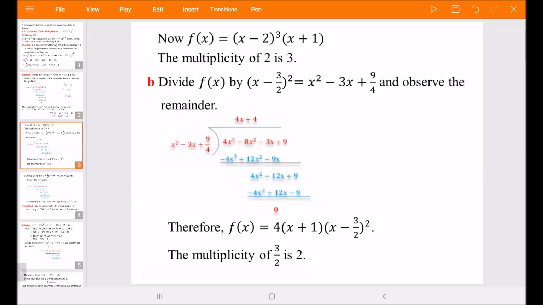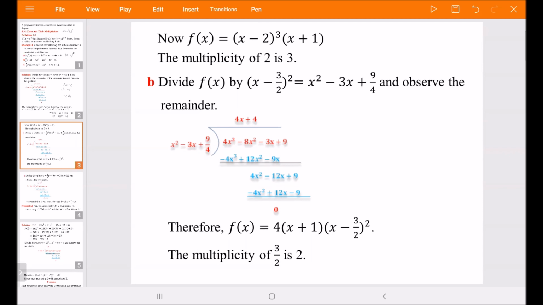The final step in determining the multiplicity of a factor of a given polynomial is, after you completely factorize the given polynomial, if it is possible, then you consider the power of that factor. In this case, we are asked to find the multiplicity of 2. So the multiplicity of 2 is 3, because the exponent or the power of x minus 2 in f of x is 3. So the multiplicity of this zero, or the multiplicity of x minus 2, is 3.